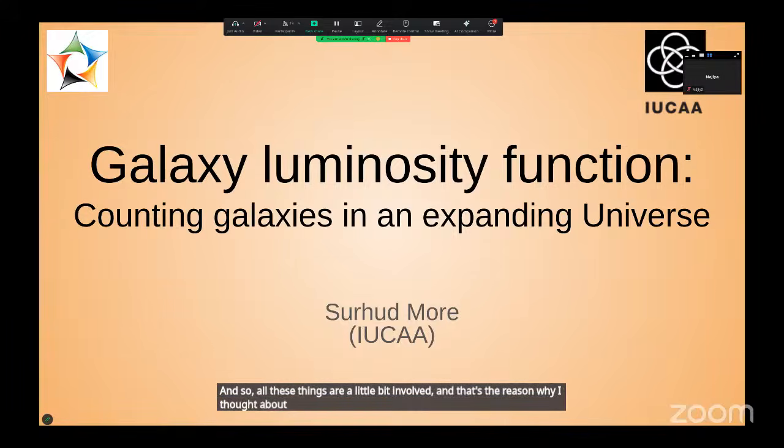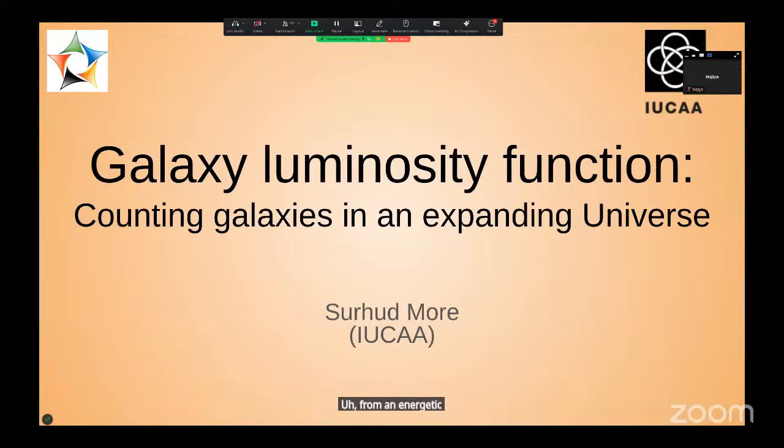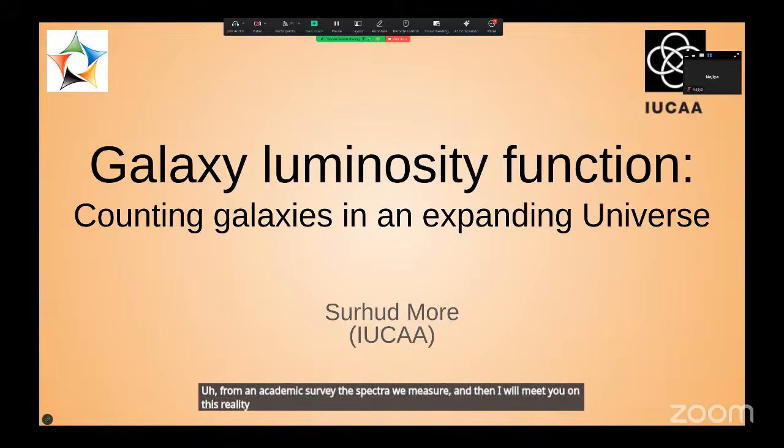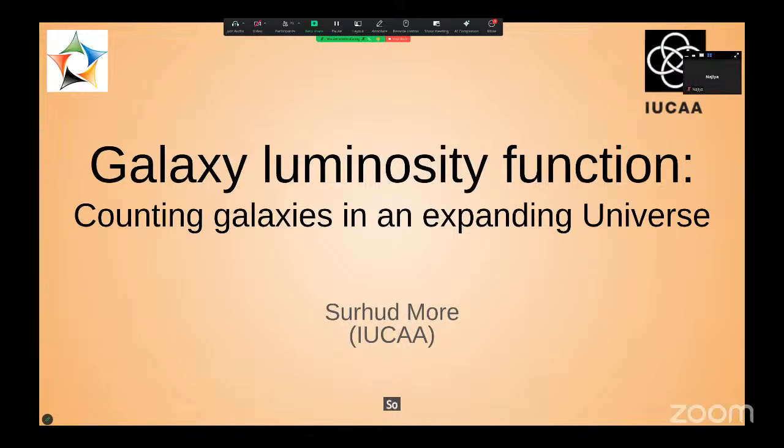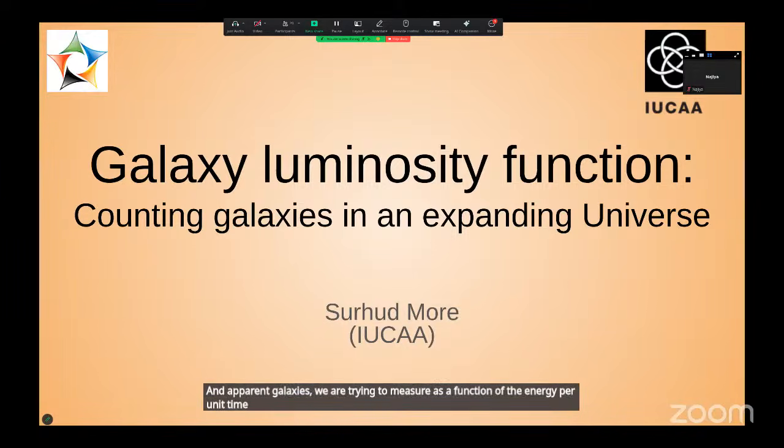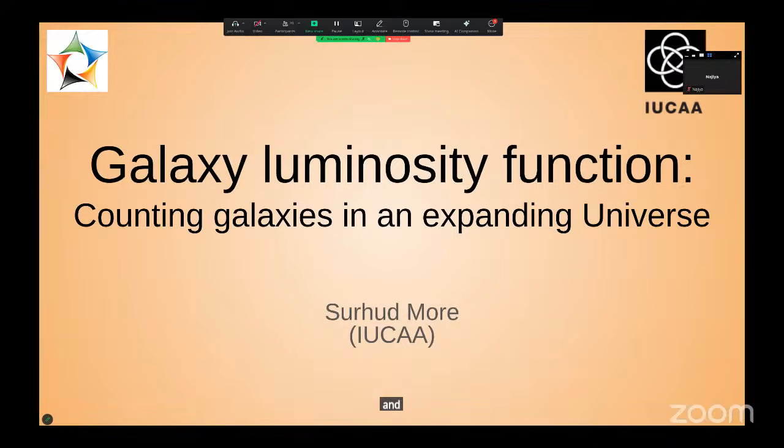that's the reason I thought about at least talking about these things. In the tutorial session, I will make you download a catalog of galaxies observed from an imaging survey, whose spectra have been measured, and then I will make you count these galaxies in the right manner, not just counting one by one. That is our aim: to measure the abundance of galaxies as a function of the energy per unit time that they give out. That's what is called luminosity. And we are going to do this in an expanding universe.